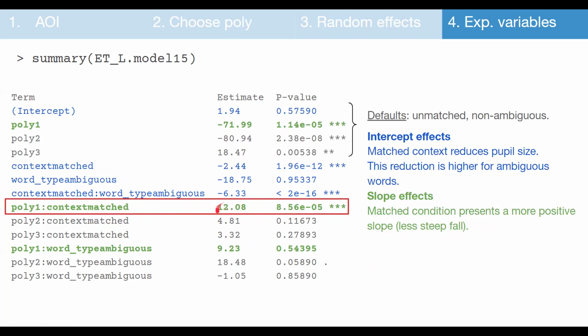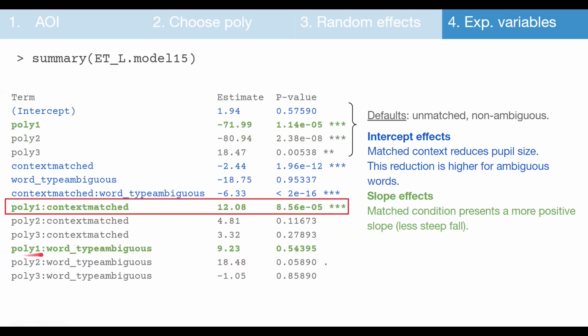But this truly means that this is a less steep fall. Why? Because originally this slope was negative. So what is happening is that this negative slope in the match condition is a little bit less negative, right? But it will still be negative.